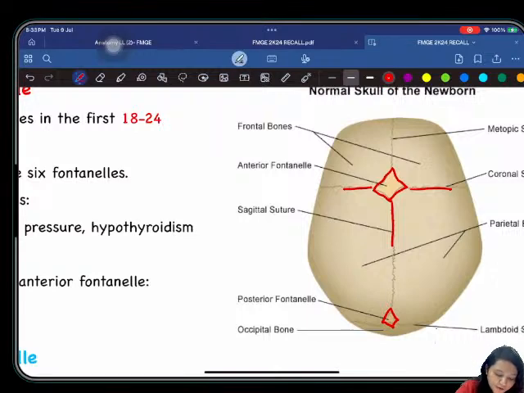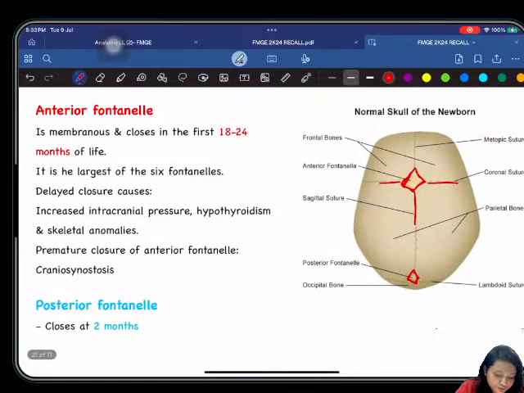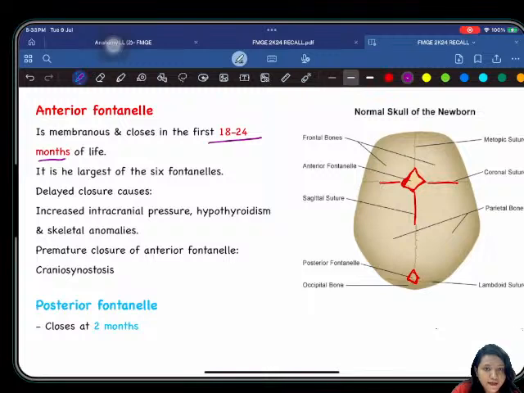So this is the anterior fontanelle, which is diamond shaped, and this is the posterior fontanelle. Now it is mostly membranous, and it closes at the age of 18 to 24 months. So the last limit is 24 months and the initial limit is 18 months.